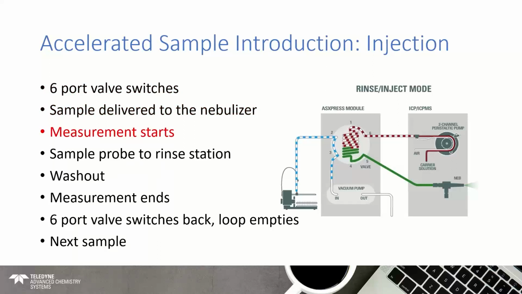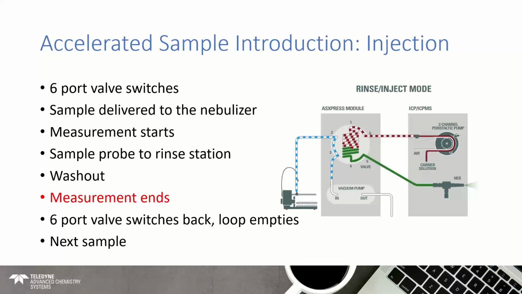Now, unlike the standard introduction, we don't wait for the measurement to finish before we do other things. Whilst the measurement has started, the sample probe goes to the rinse station and starts washing out the sample probe and the line up to the ASXpress switching valve. So the washout has already started. And all the while, the carrier solution cleans the sample loop behind the sample as it's pushing it to the nebulizer. So by the time the measurement ends on the ICP, we have cleaned and done all of the washout of the sample probe and the sample loop behind it.